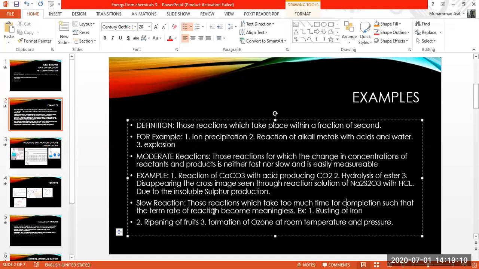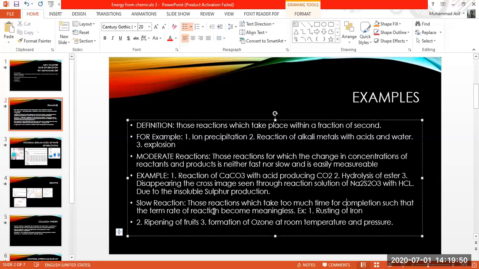The same is happening here. Third is formation of ozone at room temperature and pressure, because oxygen molecules don't react easily with each other to produce ozone. That's why the formation of ozone at room temperature and pressure is very difficult, and it will take too much time. So this is also a very slow reaction, for which the rate of reaction is approximately equal to zero.